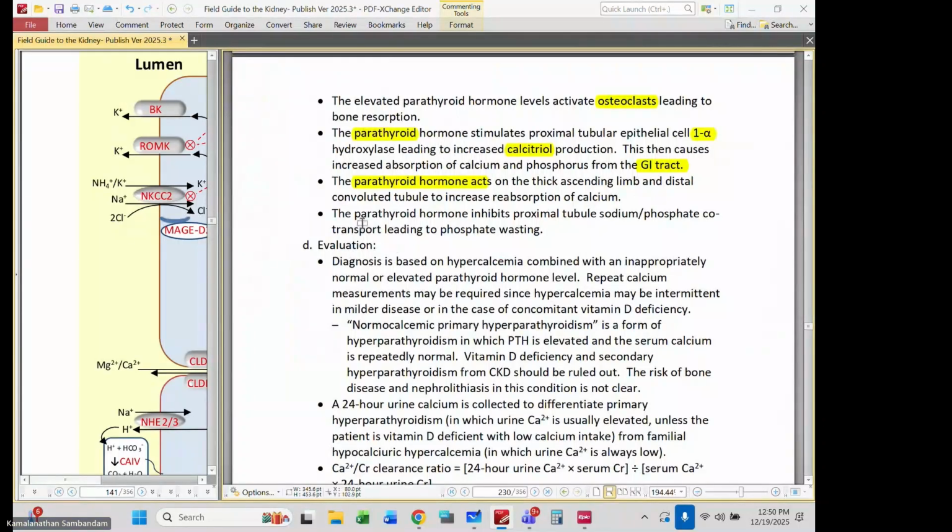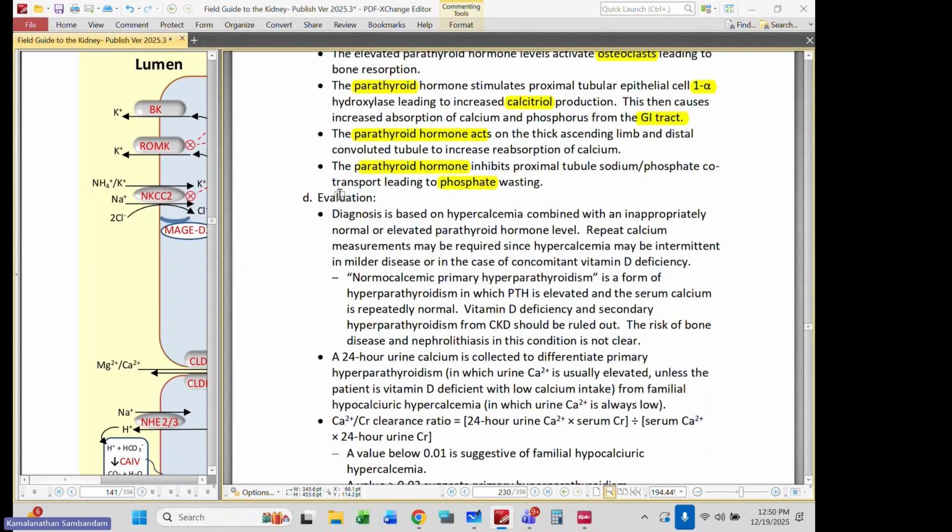All right. We talked about the effect of PTH on phosphate wasting. I think we can move on. Okay, so hypercalcemia with inappropriately normal or elevated PTH is the classic feature, right? Some of these patients require repeat testing because they may only have subtle elevations in calcium that are not clearly manifest.